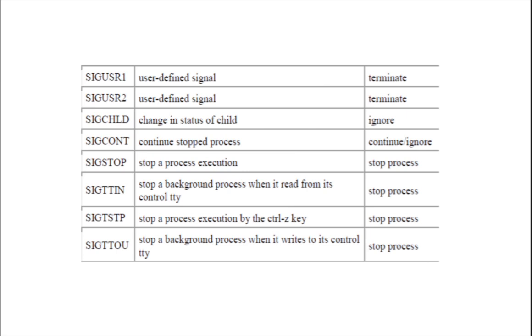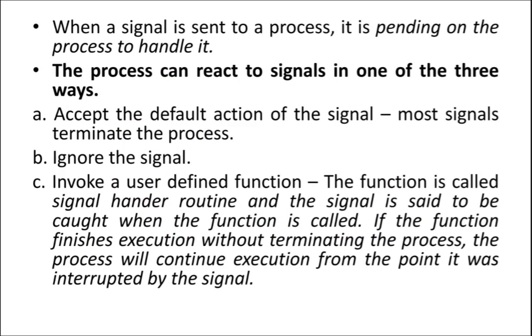Next, SIGTTOU, what does it do? Stop a background process when it writes to its control TTY. When a background process wants to read, you should use SIGTTIN. When a background process wants to write to its control terminal, you have to use SIGTTOU. What is the default action? Stop the process, right?